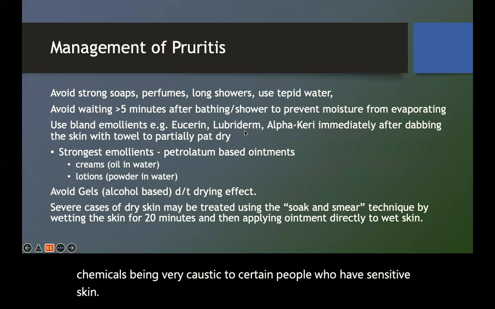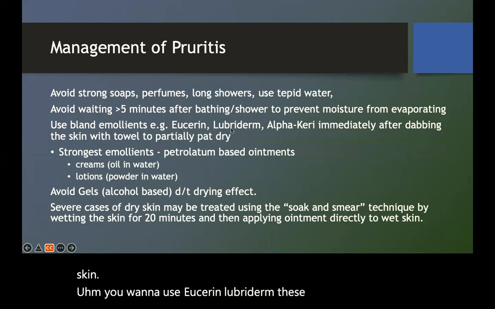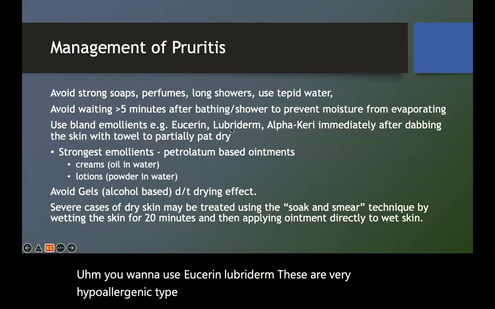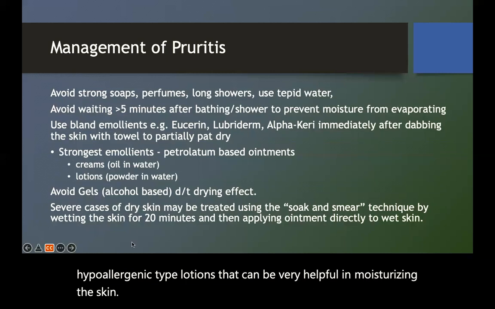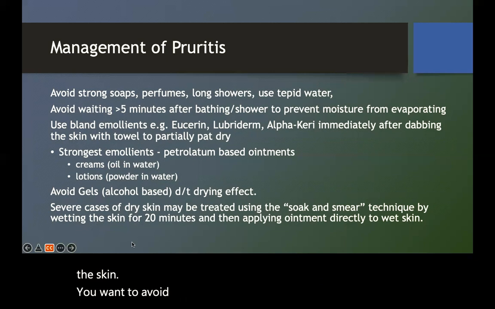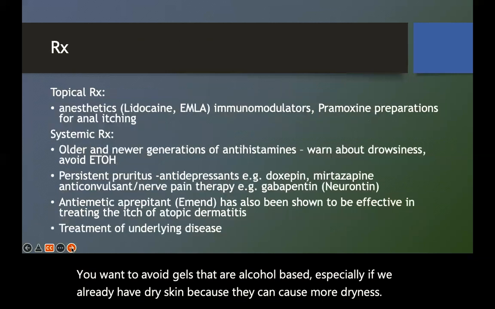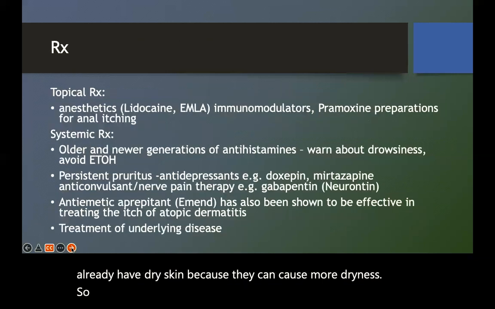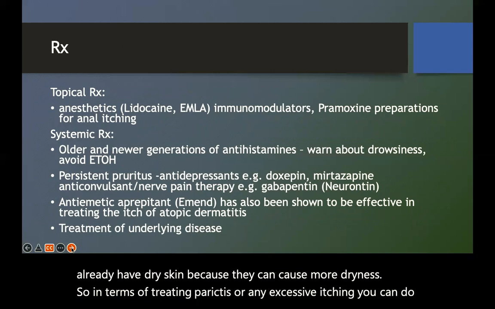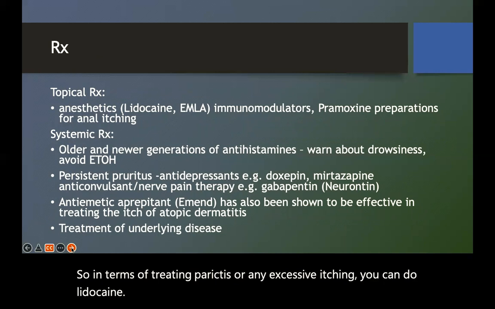You want to use Eucerin, Lubriderm. These are very hypoallergenic type lotions that can be very helpful in moisturizing the skin. You want to avoid gels that are alcohol based, especially if we already have dry skin, because they can cause more dryness. Okay, so in terms of treating pruritus or any excessive itching, you can do lidocaine and immunomodulators. Okay.